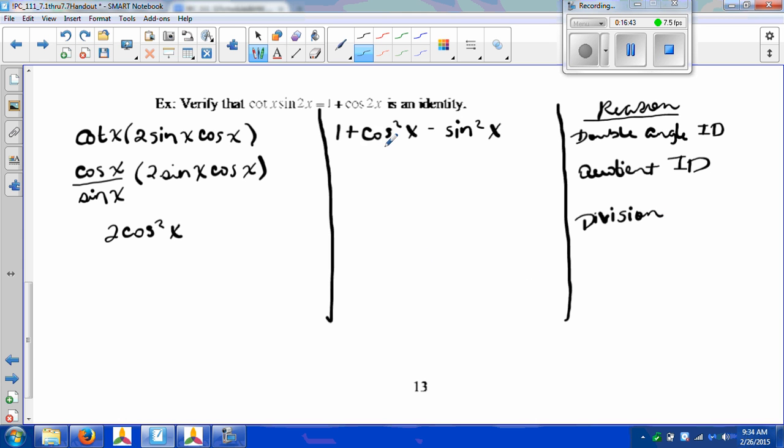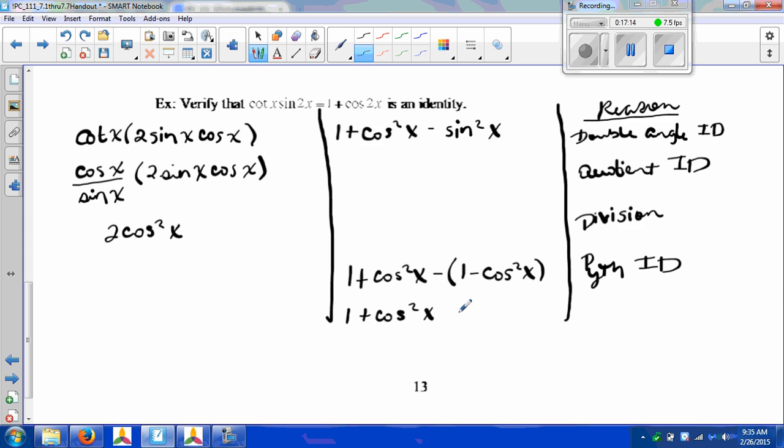Okay, so now next I want to get rid of the sine squared because I only have cosine squareds on the left side. So for this one, I'm going to write that as 1 plus cosine squared x, and then I'm going to use my Pythagorean identities and write that as 1 minus cosine squared x. And that is a Pythagorean identity, like I just said. And then I'm going to distribute the negative, so I get 1 plus cosine squared x minus 1 plus cosine squared x. And that was just distributive property.